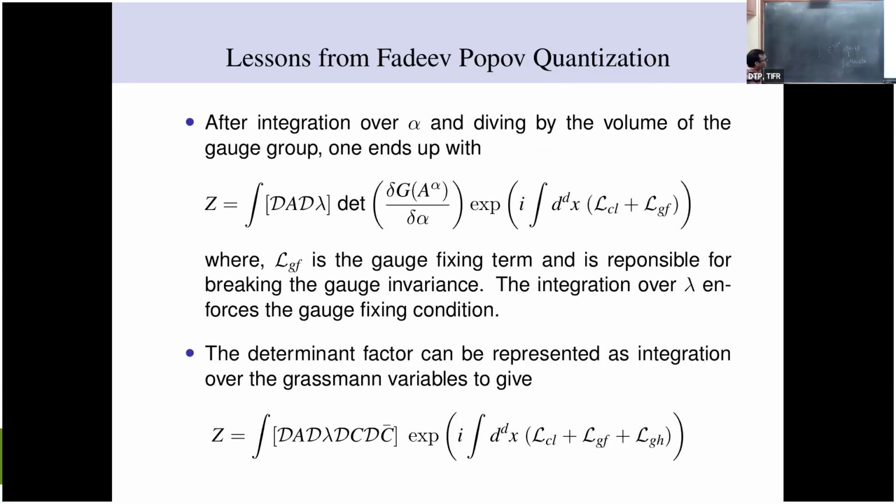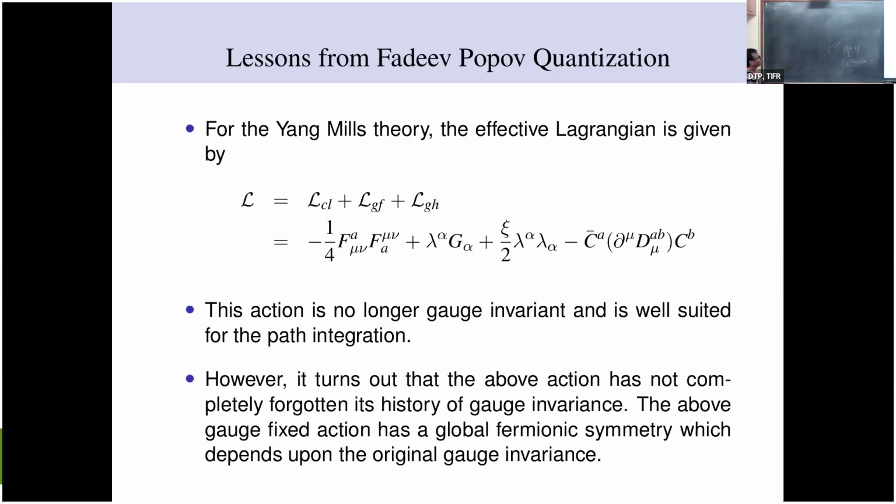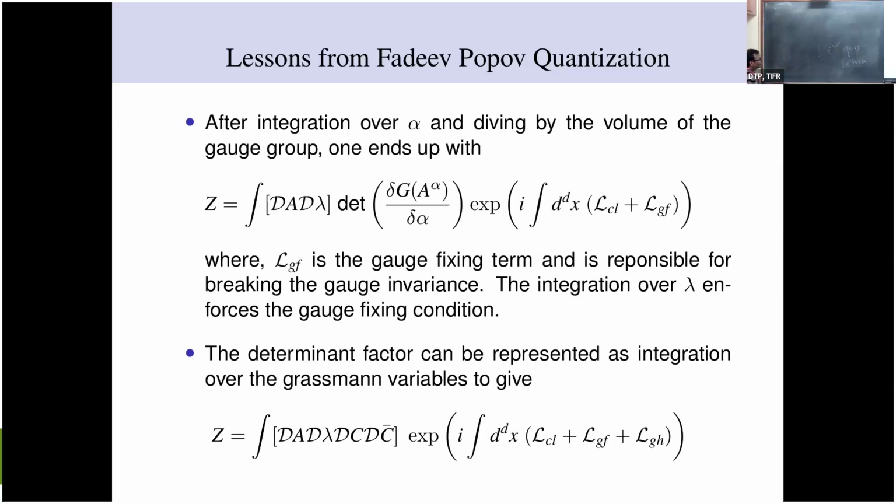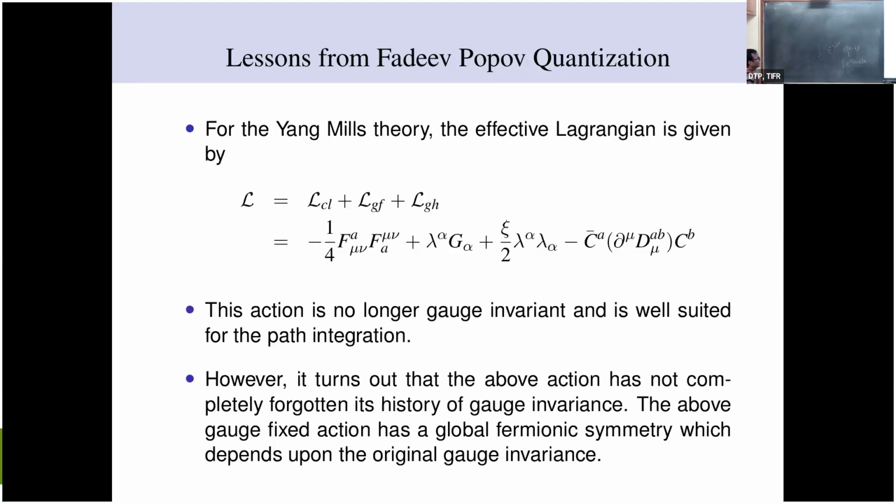So you have this final answer, where L ghost is the ghost contribution, which depends on c and c bar, L_GF is your gauge fixing term, and L classical is your original action.